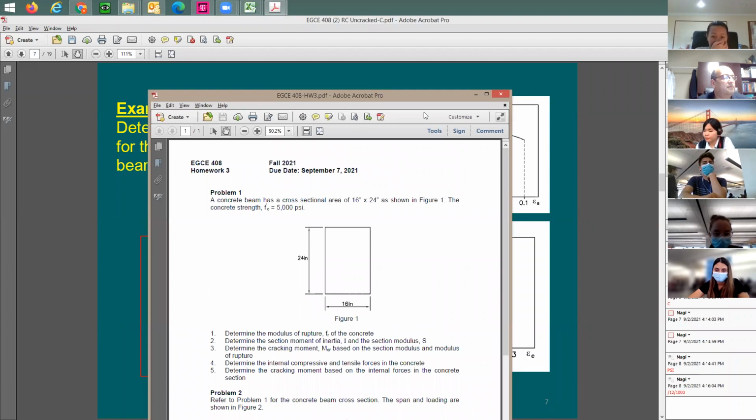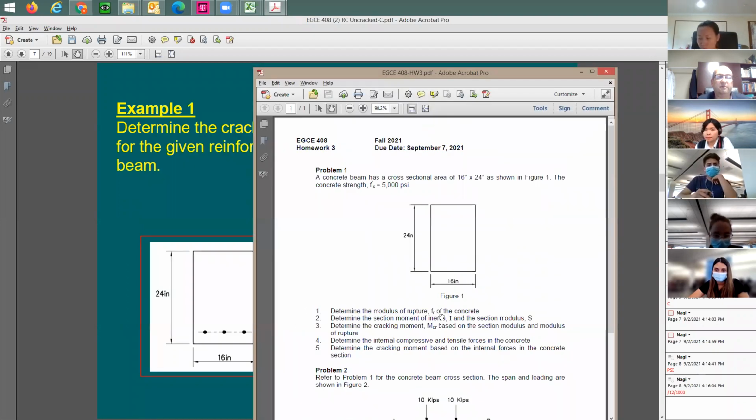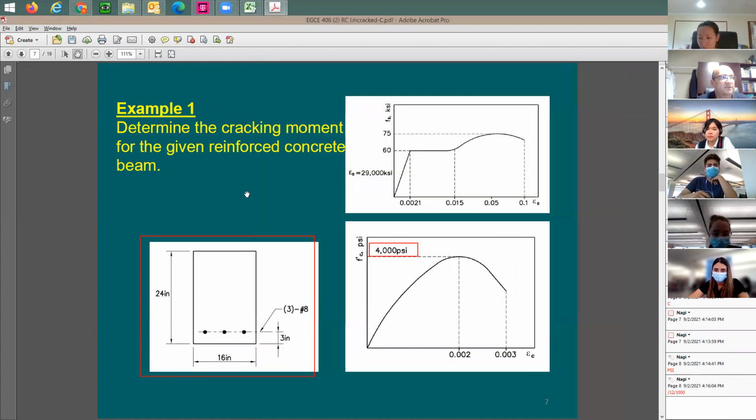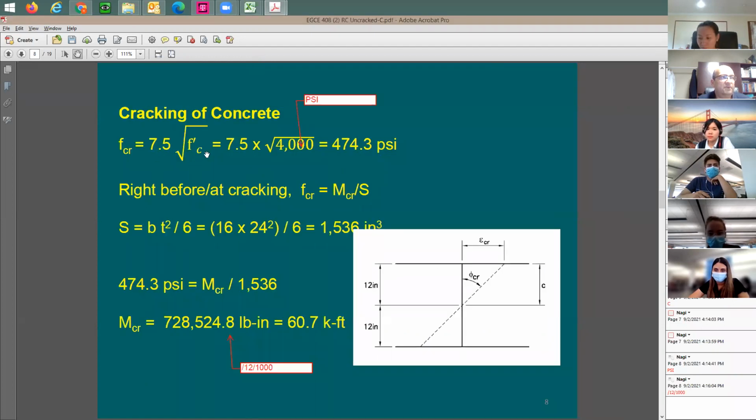16 by 24. Okay. It says here, determine the modulus of rupture, fr, for the concrete. But this is here 5,000. This concrete was only 4,000. So I see here it's going to be just this equation, but you need to change the values.